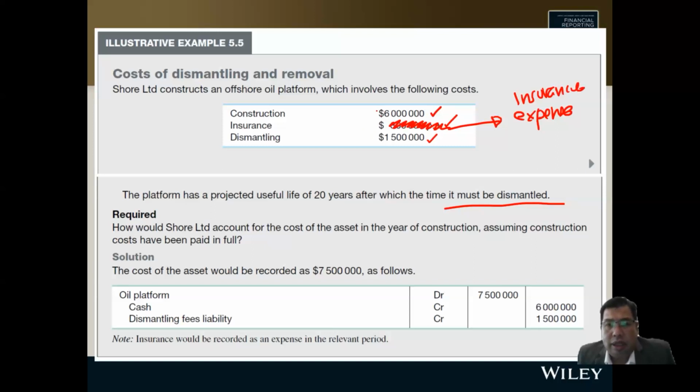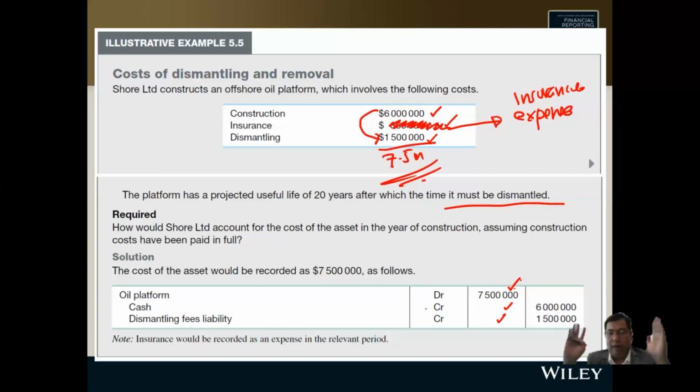Our cost will be the construction cost plus any cost directly attributable to the asset plus the dismantling cost. So the total cost will be 7.5 million. So I'm going to debit the platform 7.5 million. And the cash paid is 600,000. This is the credit, cash paid. And the dismantling fee is a liability. This is something that we are going to spend after 20 years. So I'm going to credit that 1.5 million.